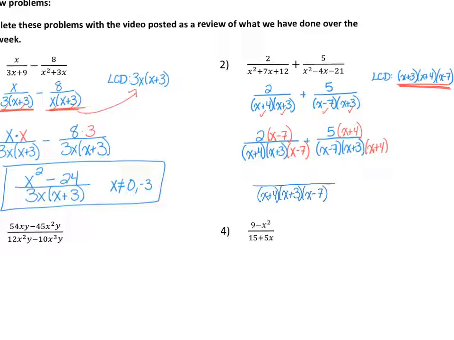When you add together the two numerators, you want to make sure you distribute everything. So we have 2 times x minus 7, so that's 2x minus 14 plus 5x plus 20. Now we can combine some like terms. So we end up with 7x plus 6 over this LCD.